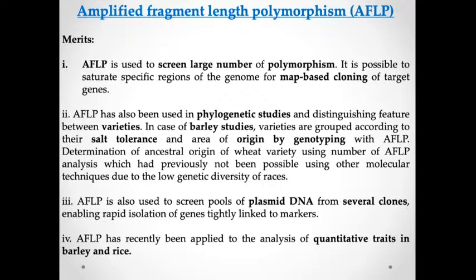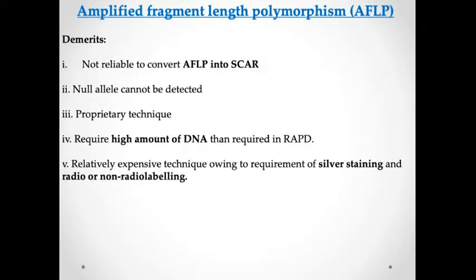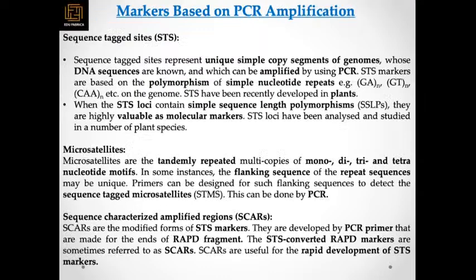Some of the merits are that it is used to screen a large number of polymorphisms. It is possible to saturate specific regions of the genome for map-based cloning of target genes. Some demerits: it is a proprietary technique, null alleles cannot be detected, it requires a high amount of DNA, and some expensive techniques like silver staining and radio label are also needed.